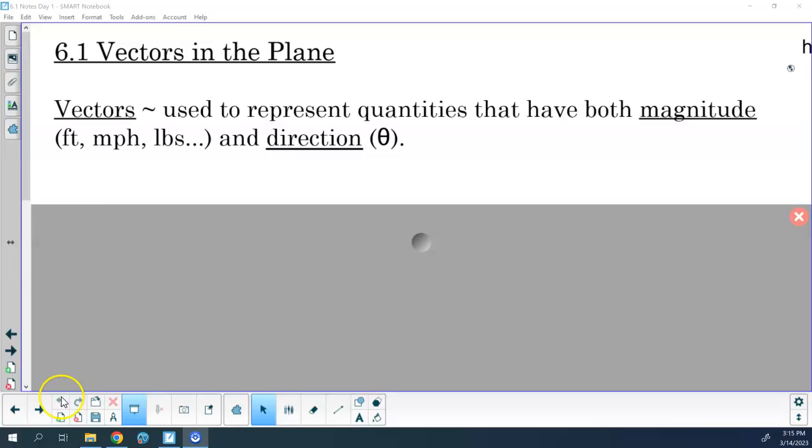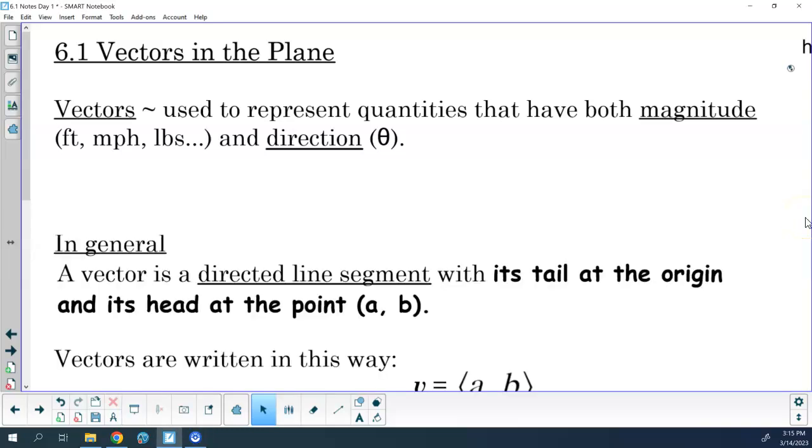Oh, yeah! So what Vector said there was that, like I just said, we're creating quantities that have both magnitude and direction. Okay? So in general, a vector is a directed line segment with its tail at the origin and its head at the point A, B.